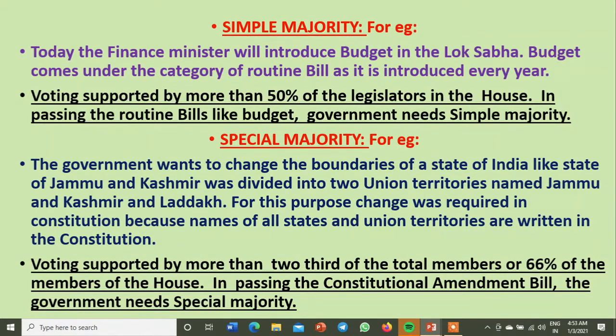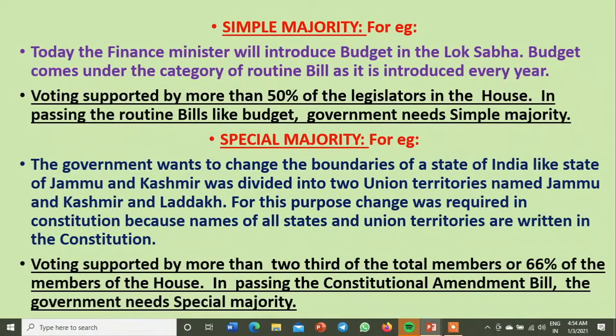The second is special majority. The example is, suppose the government wants to change the boundaries of a state of India, like the state of Jammu and Kashmir was divided into two union territories, the first named Jammu and Kashmir and the second Ladakh. For this purpose, change was required in the constitution because the names of all states and union territories are written in the constitution. Students, if any state boundaries are to be changed, a constitution change is required.